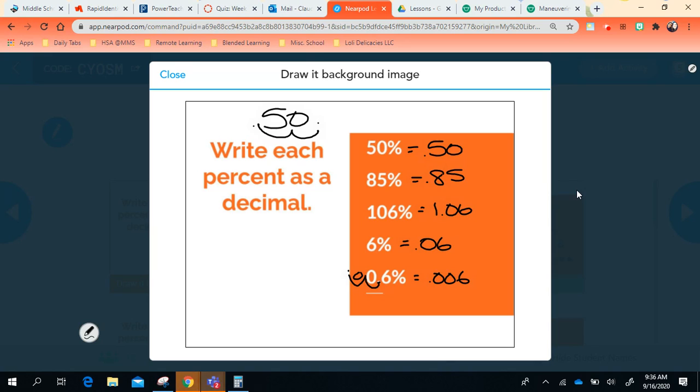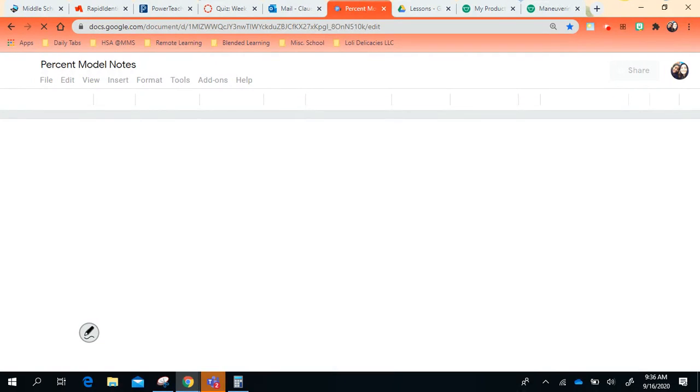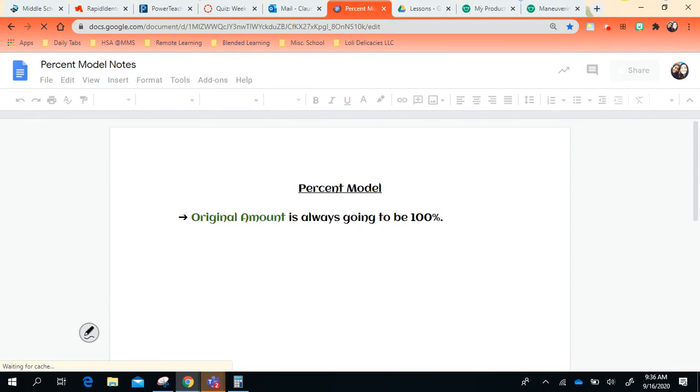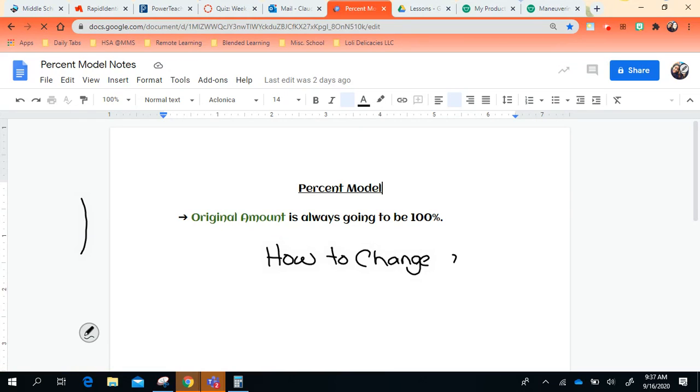Okay, second way that you find the decimal. And I want you to write this down, and I forgot to pop it up on my screen. Everybody should be able to see this. So under the notes that you should already have in your notebook for percent models, how to change a percent to a decimal. 2 ways. Write it in your notebooks. Oops, not a line. I don't want a line. I want it to move. Okay. So how to change a percent to a decimal.